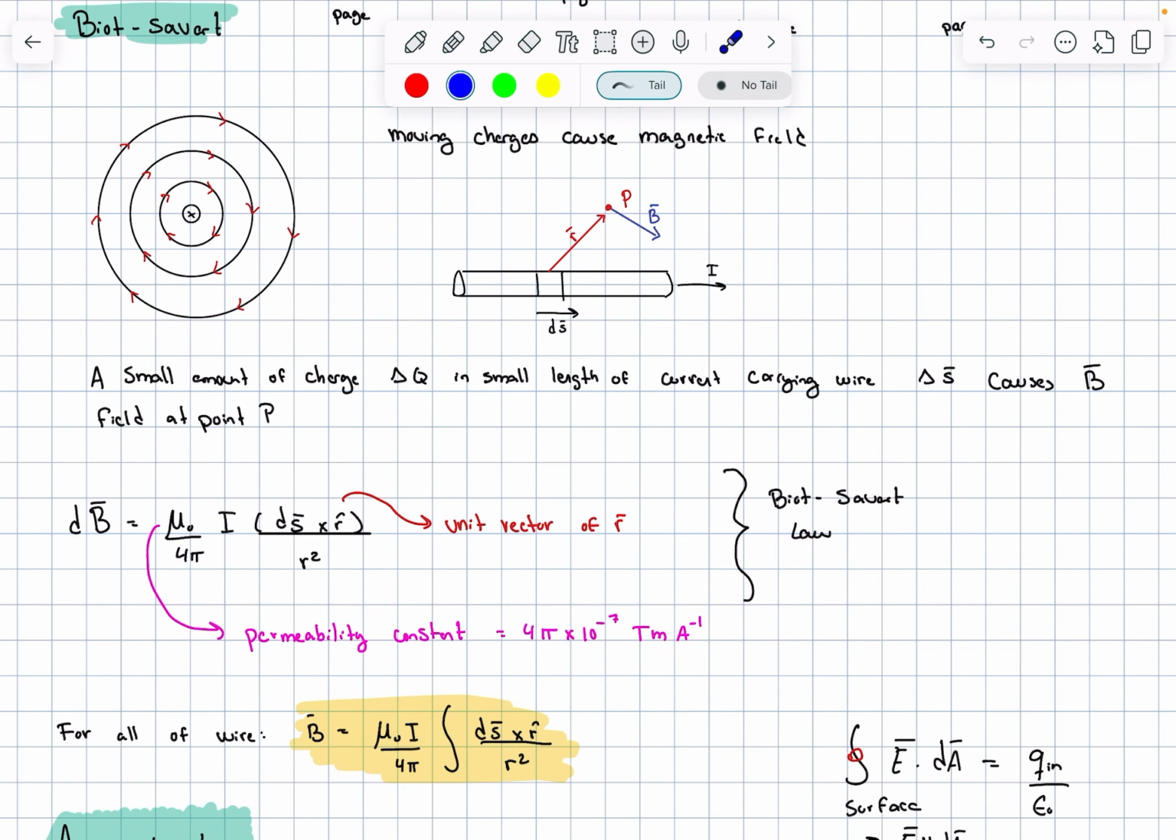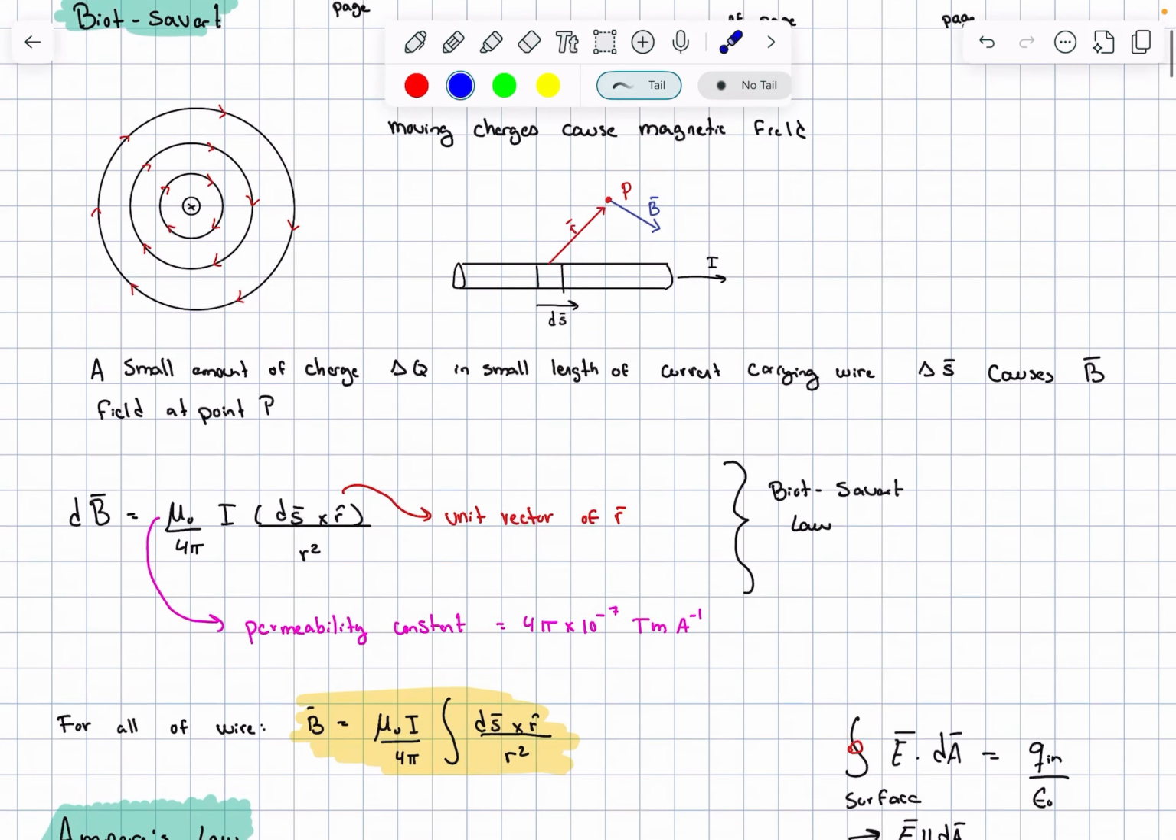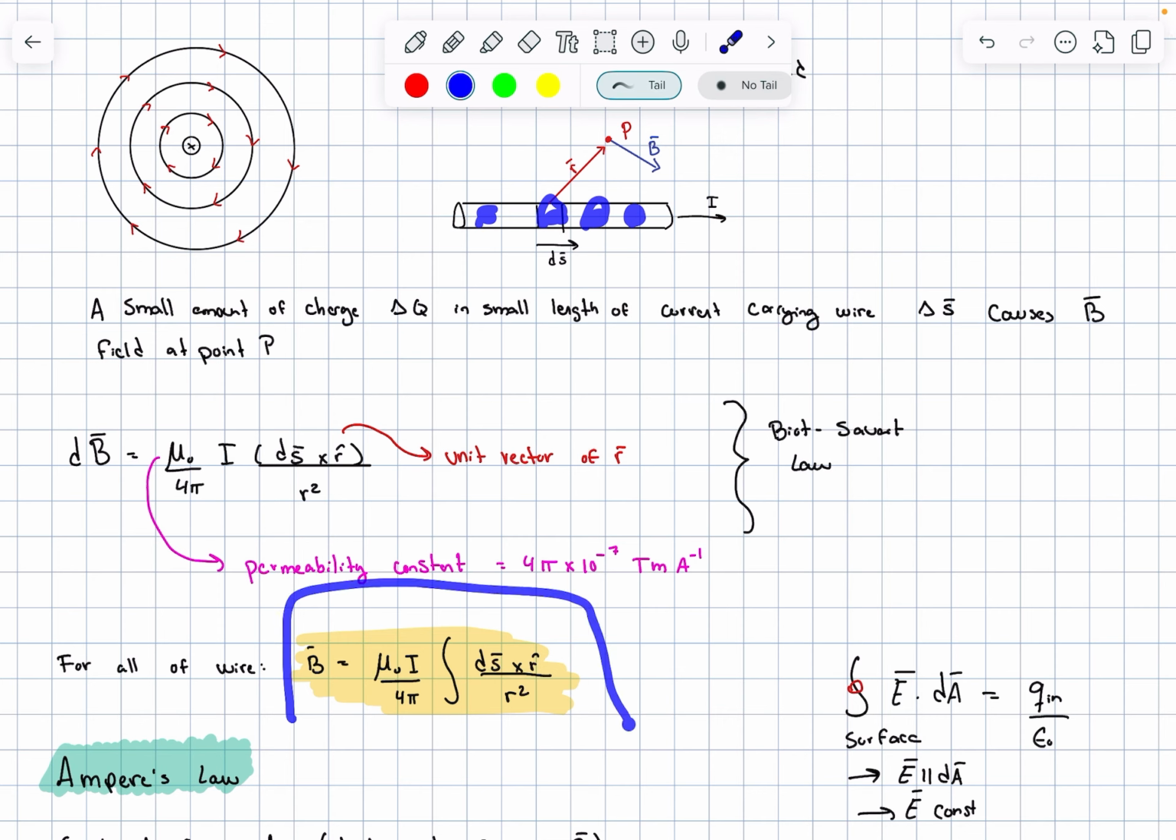is equal to mu naught, the permeability constant, which is just a number, divided by 4 pi, times I, the current, times ds cross r hat, where ds is again this vector here. r hat is a unit vector of r, which goes from ds to point P, divided by r squared. We then want to know the contributions of all the little points along this wire, so we sum them up like this.